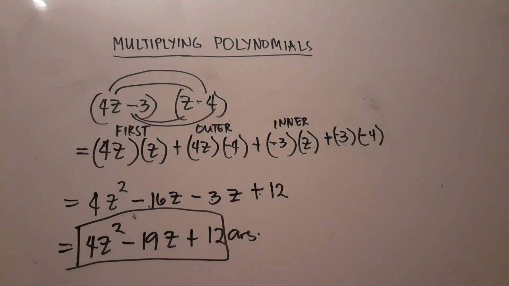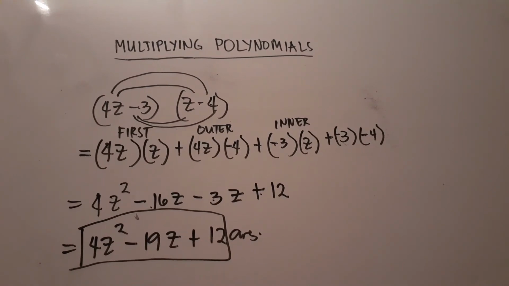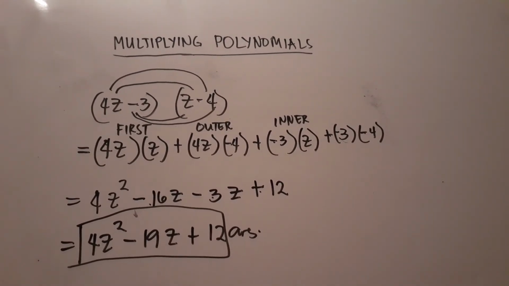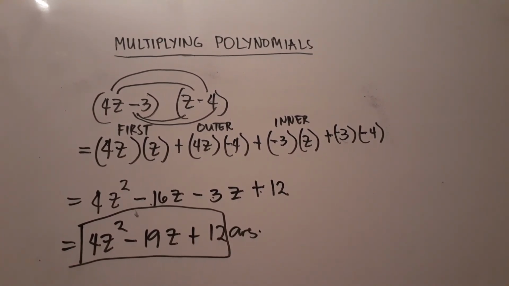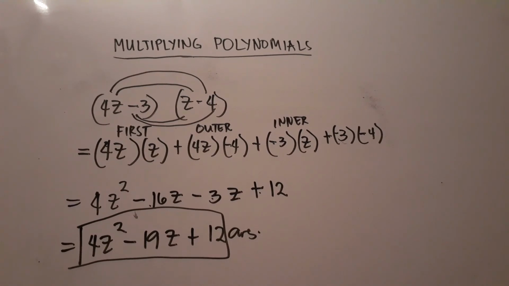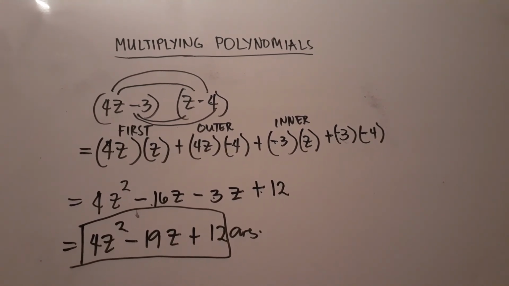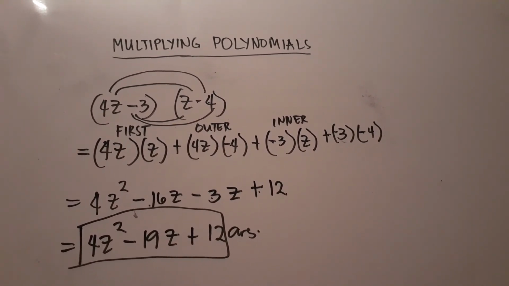Remember that in multiplying polynomials, binomial by binomial can be computed mentally by the FOIL method, and it's either horizontal or vertical. You can use it in another way. Thank you.